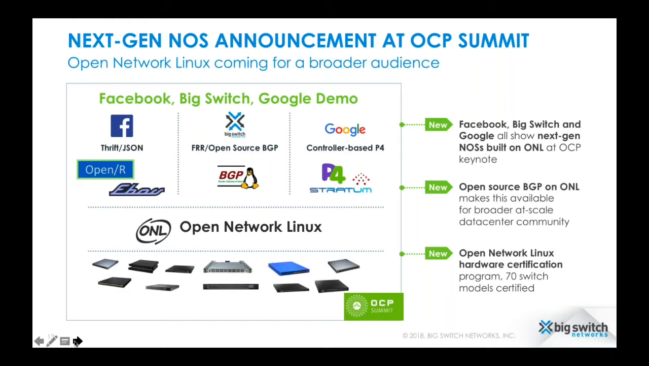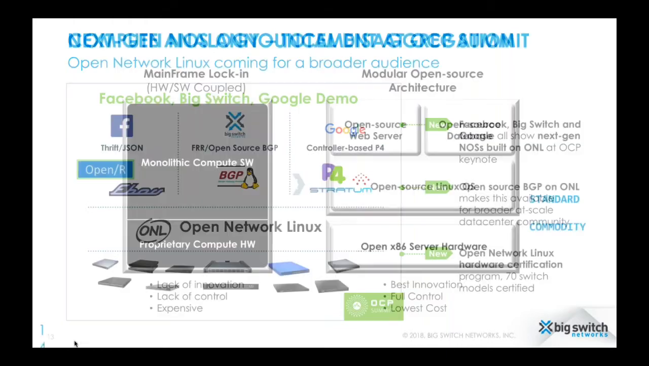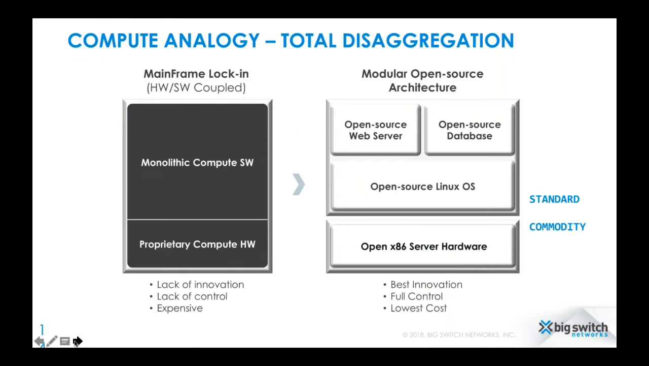And this combination of many-to-many, we believe, is an important step in disaggregating not just hardware and software, which was step one, but now disaggregating the network operating system and making it modular. And step one of that is really modularizing the platform-dependent portion of it, which is Open Network Linux. So we'll focus the rest of our presentation on this particular aspect of next-gen NOS architecture.